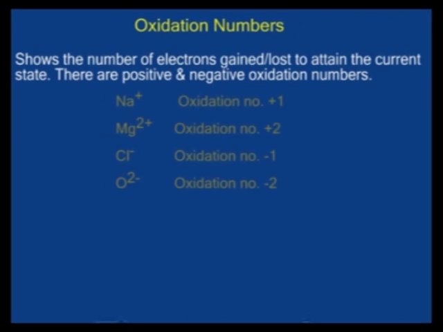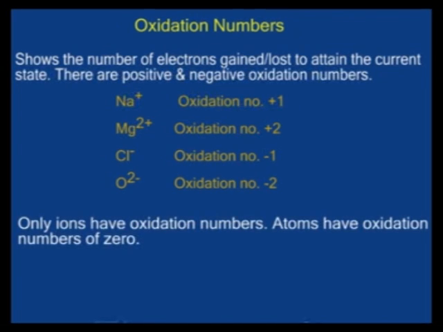For instance, sodium loses one electron to get a sodium ion. Its oxidation number is positive 1. Magnesium loses 2 electrons to become a magnesium ion, and its oxidation number is positive 2. Chloride ion has an oxidation number of negative 1. The oxide ion has an oxidation number of negative 2.